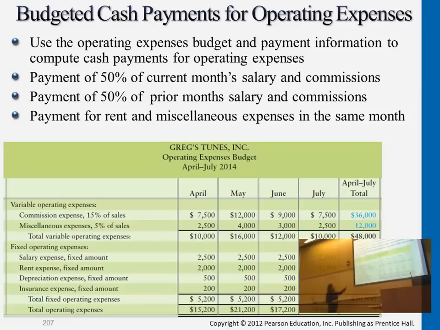It will be half of $7,500, right? Because if we're paying half of them this month, the other half we're actually paying out by cash next month. For May, we'll be paying $6,000 this month, $6,000 in June. June's $9,000 commission, we're paying $4,500 this month, $4,500 next month. Same for July, half of $7,500 this month, half of $7,500 in August.